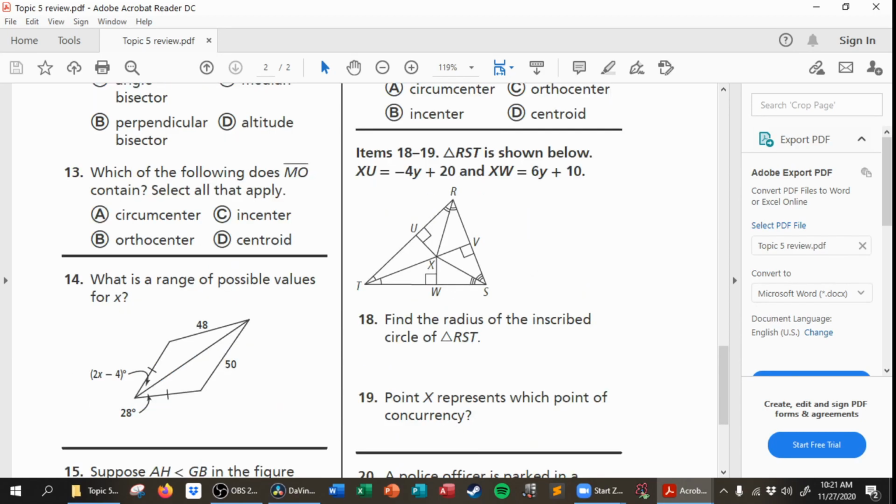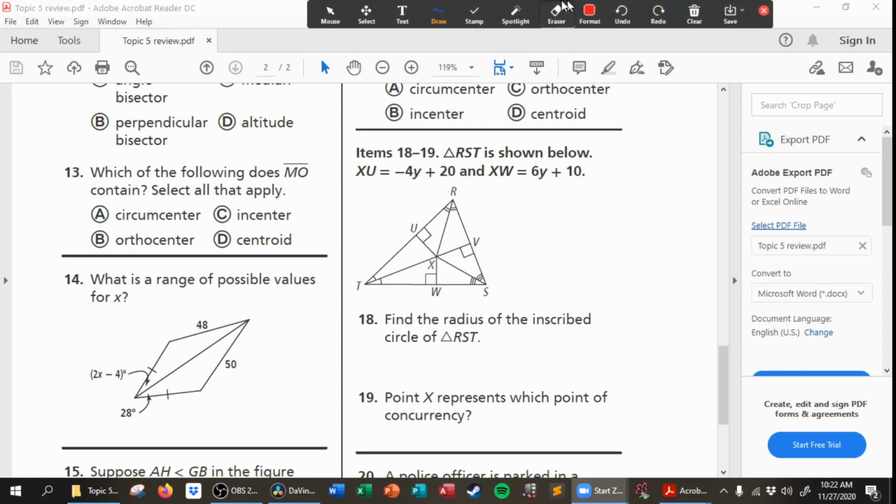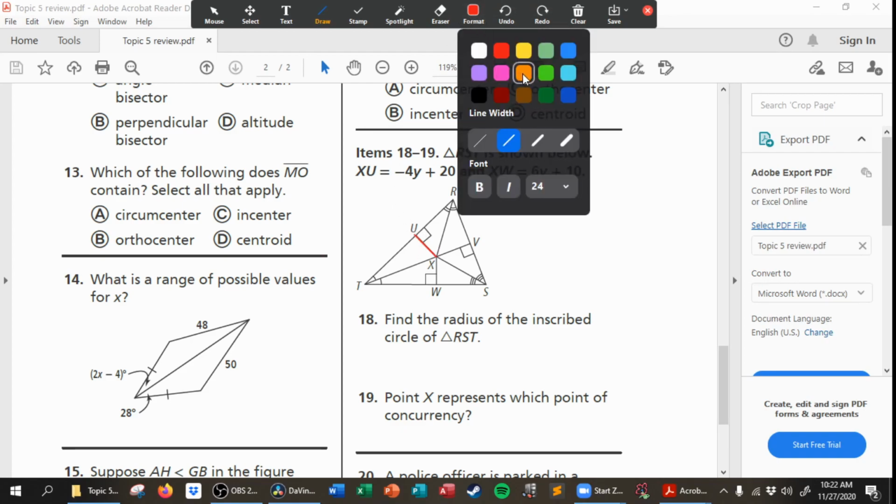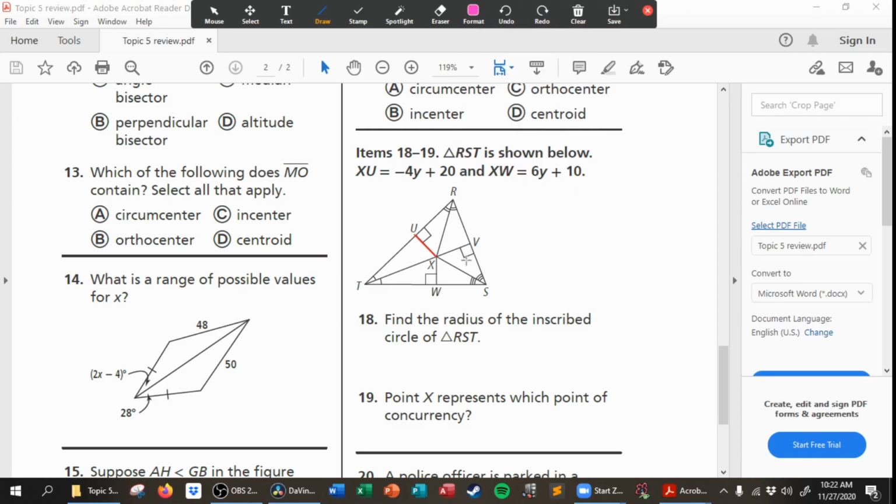All right, and 18 and 19. Triangle RST is shown below, and XU. So let's go ahead and start labeling this before we get too far into it. We'll keep the red. XU is negative 4y plus 20, and XW is 6y plus 10.